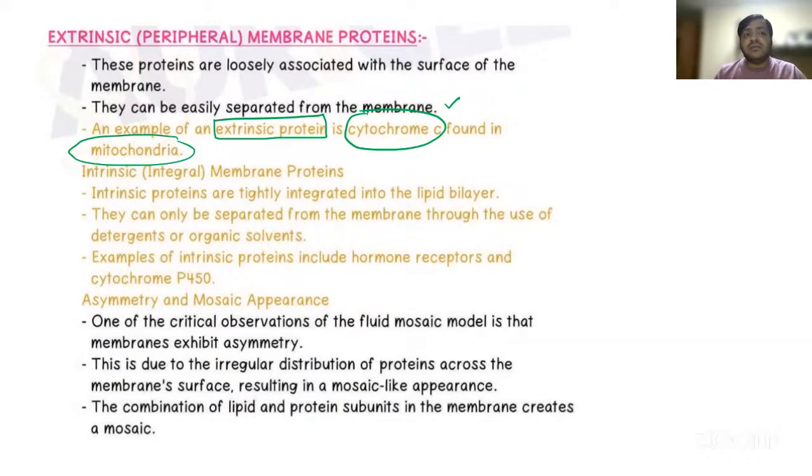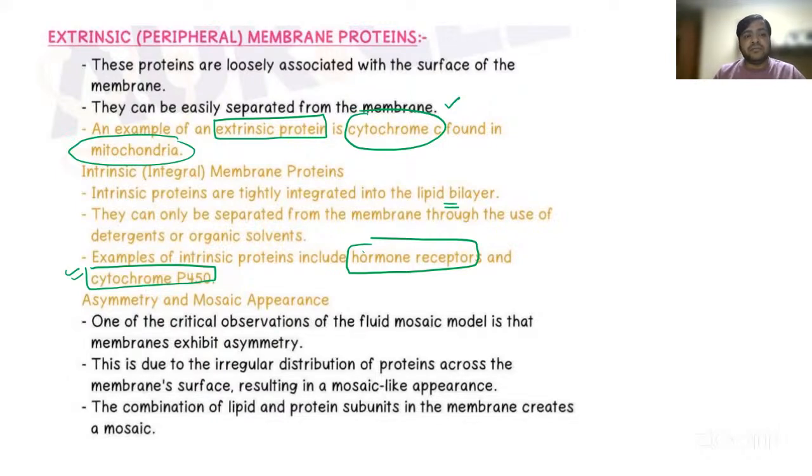Right? Intrinsic proteins are tightly integrated into the lipid bilayer. Remember, the integral proteins are the receptors of the hormones, and cytochrome P450. You will also be studying this when you study drugs in pharmacology in the second year; you will be dealing with cytochrome P450 and all these hormonal receptors again.